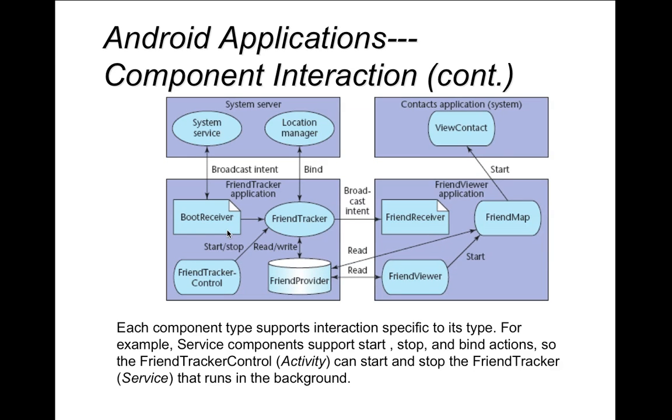And here's another perspective of it. Each component itself supports interaction specific to its particular type in terms of the broadcast intent versus the other intent, so other reads and writes, or communication. So the service component supports the stop, the start, the bind actions. So friend tracker activity can start and stop the friend tracker service, and the service essentially is going to run in the background.